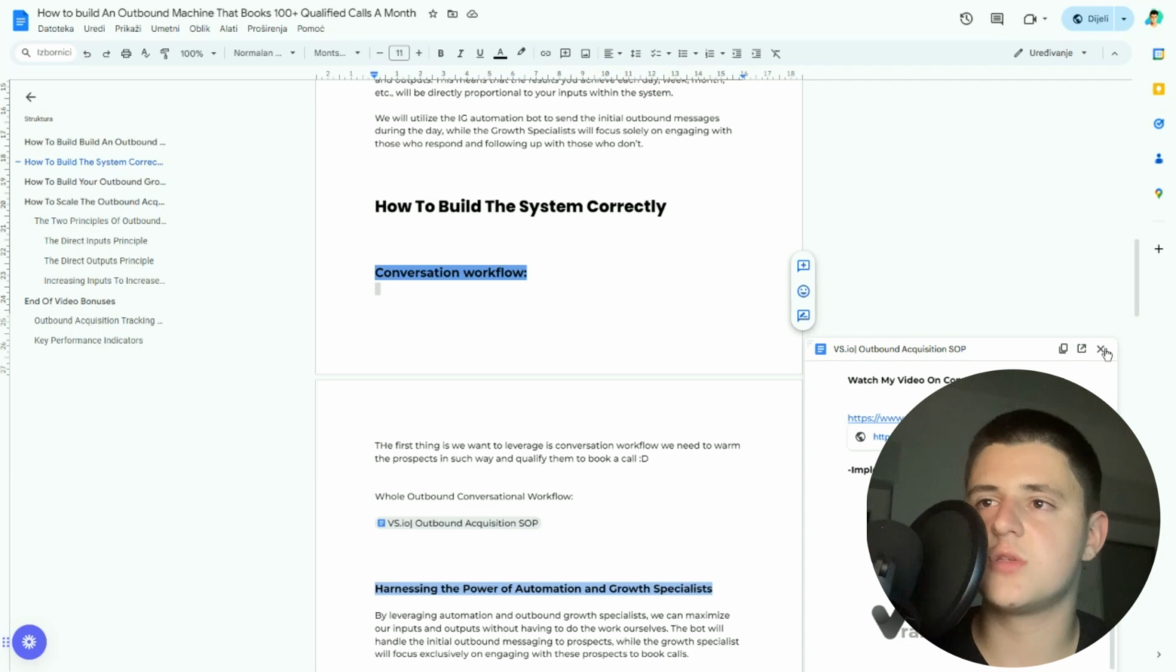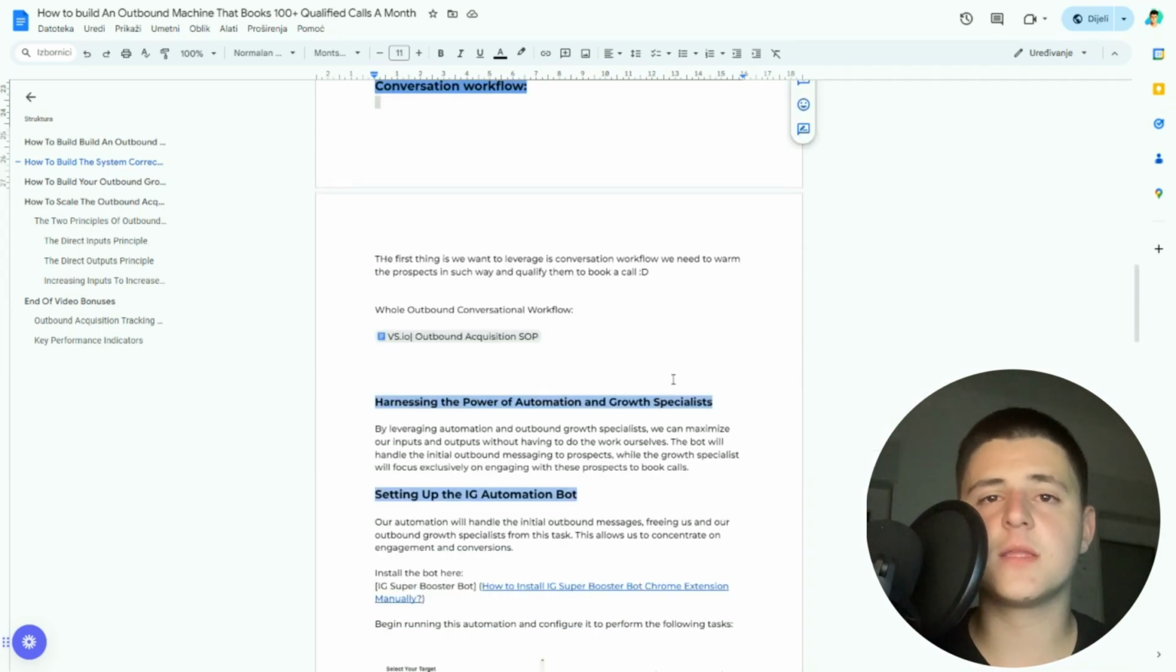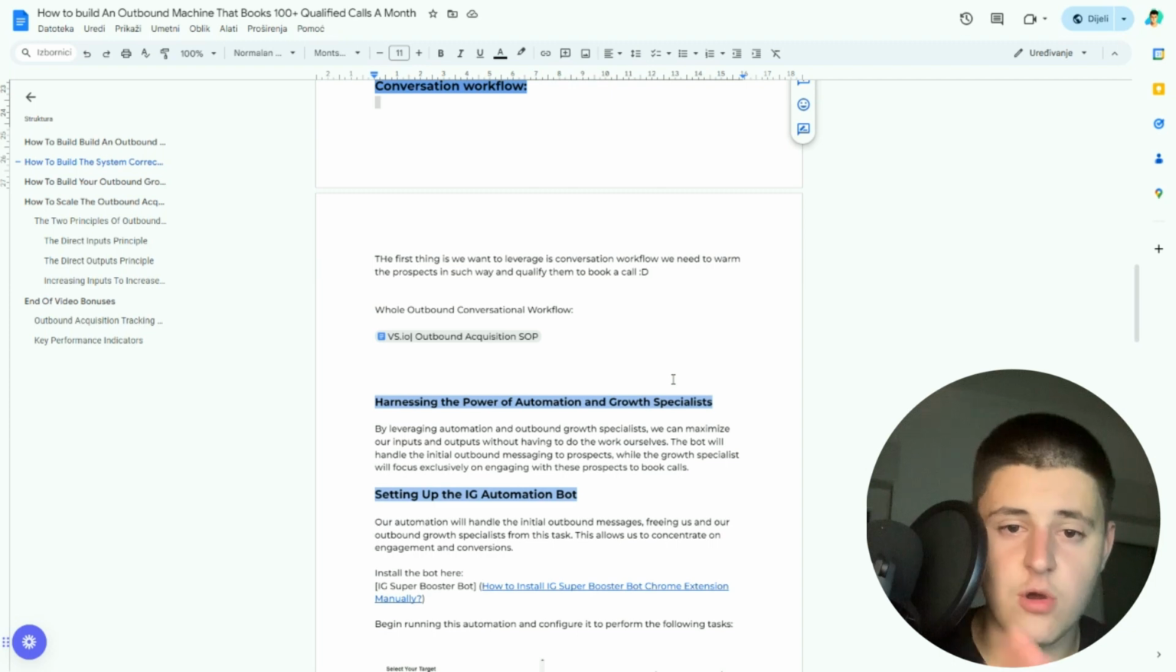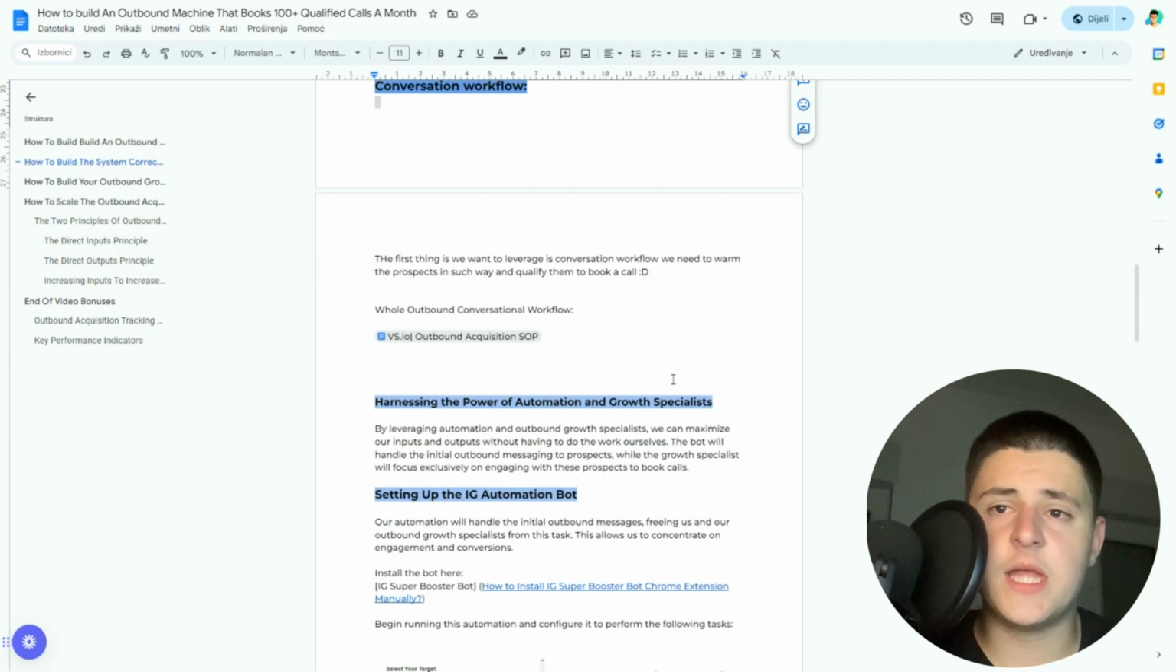So you just need to implement this, and we're going to be harnessing the power of automations and growth specialists. By leveraging the automation and outbound growth specialists, we can maximize our inputs and outputs without having to do the work ourselves, right? The bot will handle the initial outbound messaging to prospects, while the growth specialist will focus on engaging with those prospects who actually book a call.